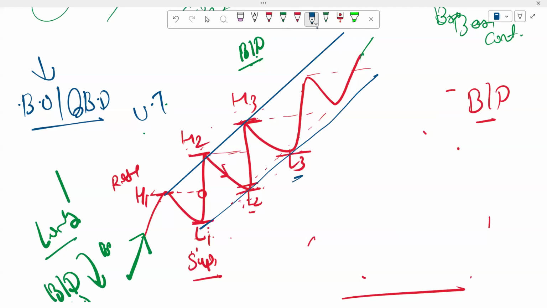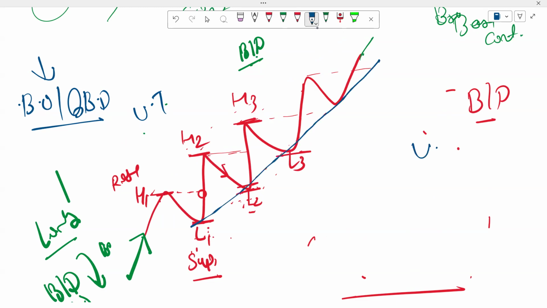Because these are acting as a support. L3, L2, L1, these things are acting as a support. So if I join the highs, I will not get anything, because I am already in a long position, I am already holding this stock. So for a breakdown, I have to join the lows.